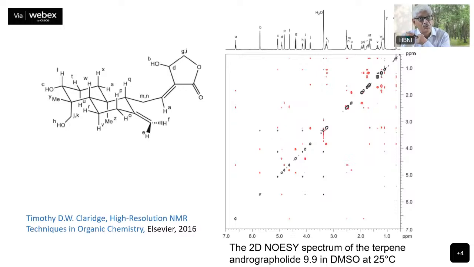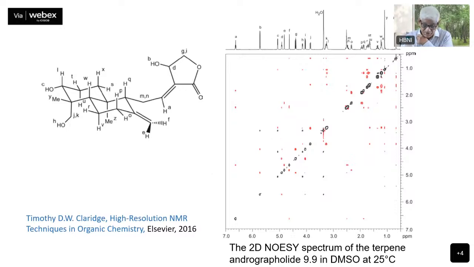This is a small molecule. For a small molecule, you remember, in the NOESY spectrum the NOE will be negative. For large molecules, the NOE will be the same sign as the diagonal peaks. So here all these red peaks are the NOE peaks.